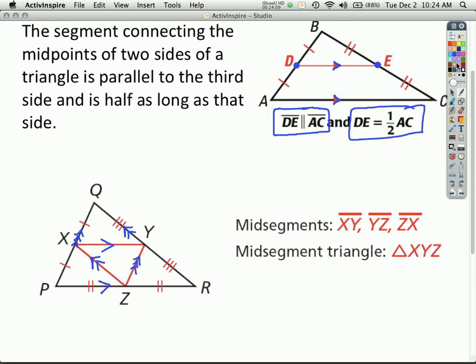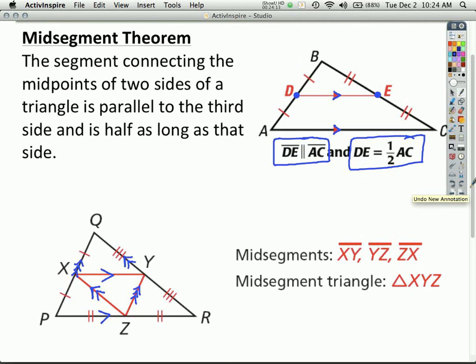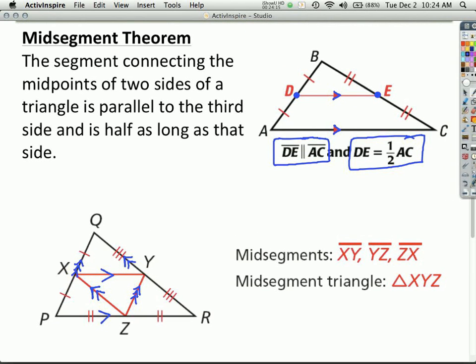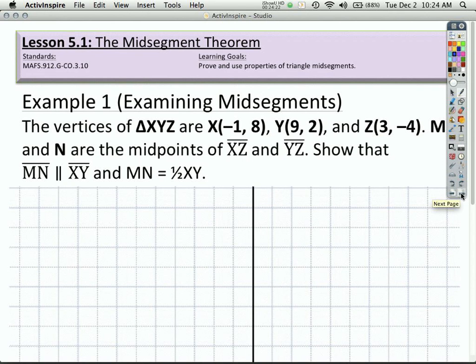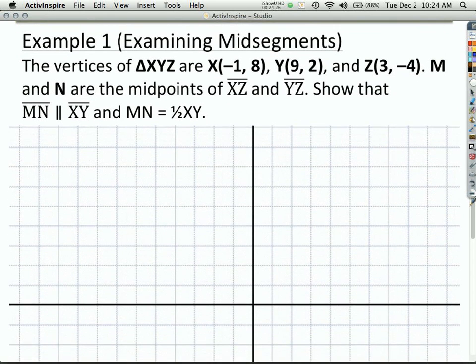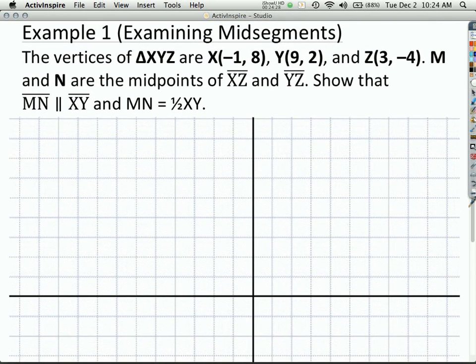Does anyone have any questions or comments about the idea of a mid-segment or the mid-segment theorem? Because we're going to jump right in and start using it. Okay, so example 1. We're going to do kind of an informal proof. We're going to do kind of a visual proof, but we're also going to support it with mathematics.